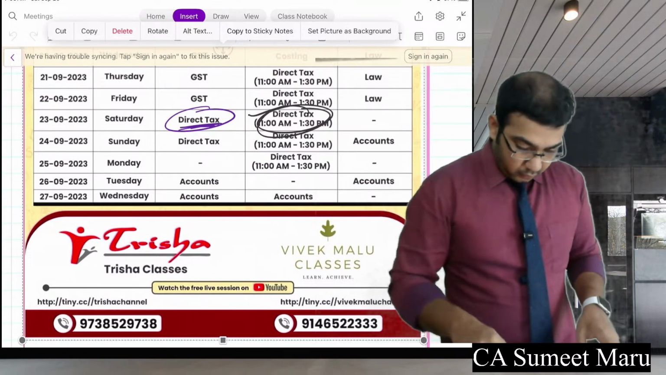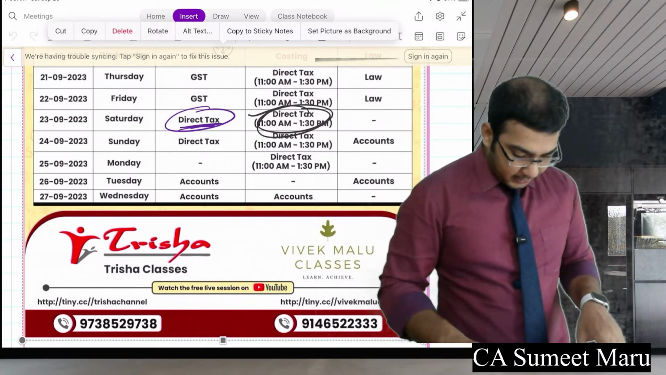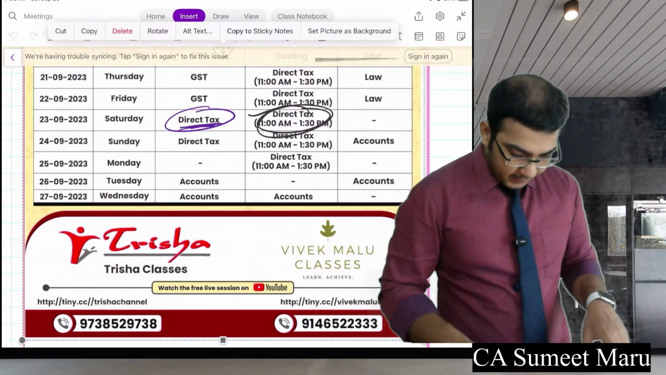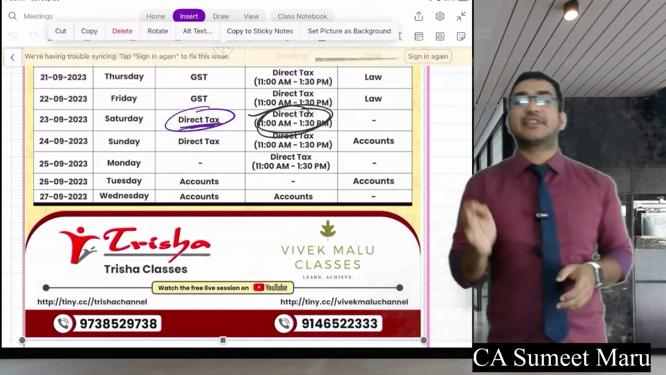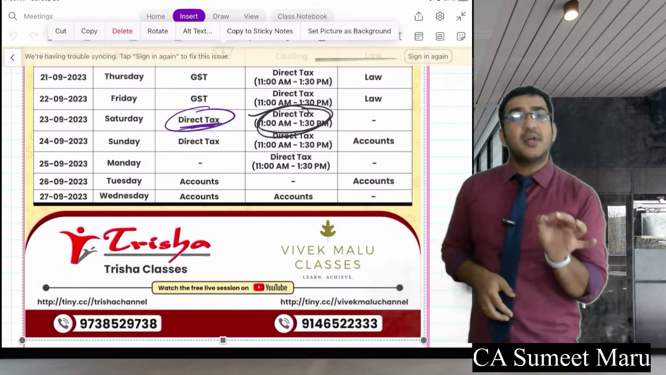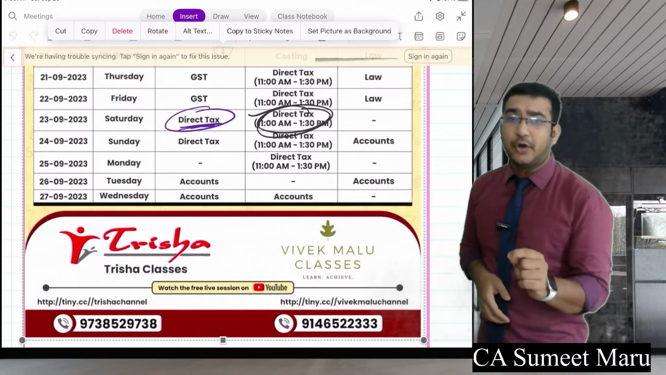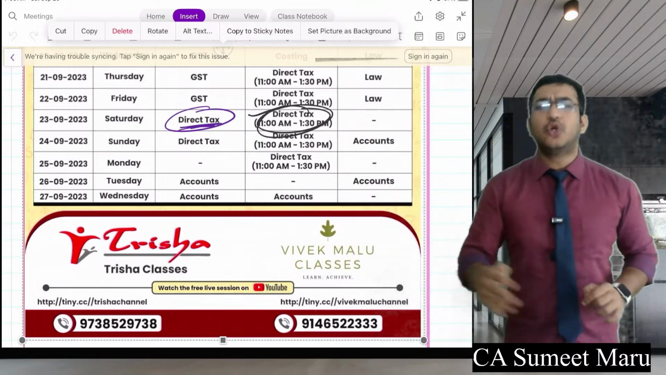Okay, going towards the next chapter, that is your chapter number 2. Yeah, it's here. So chapter number 2 was about your residential status and scope of total income. Here, guys, what we all learned is that an individual's income tax liability will be calculated not as per the citizenship but as per the residential status, which has nothing to do with the citizenship.